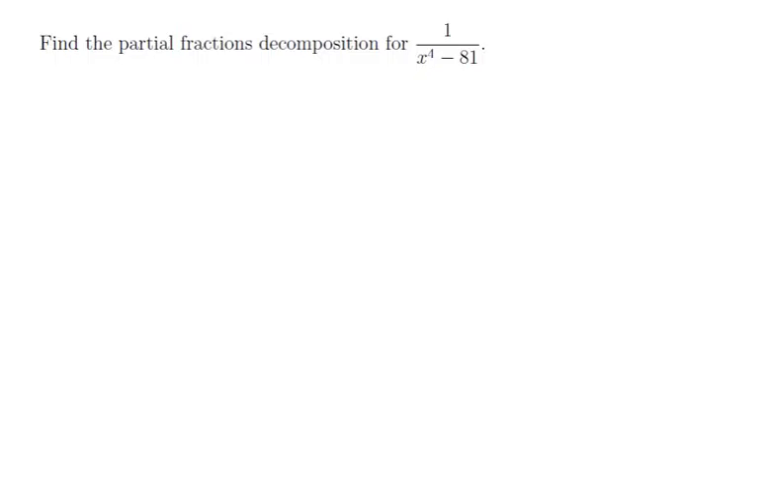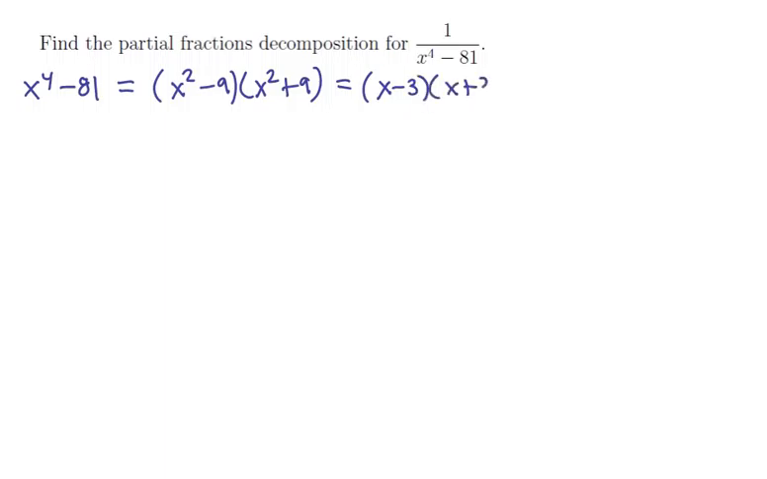Find the partial fractions decomposition for 1 over x to the fourth minus 81. Let's start by taking the denominator and factoring it. x to the fourth minus 81 can be factored as a difference of squares into x squared minus 9 times x squared plus 9. This first term is a difference of squares, so it can be factored further as x minus 3 times x plus 3. And the second term is a sum of squares, and so it's irreducible, can't be factored farther.